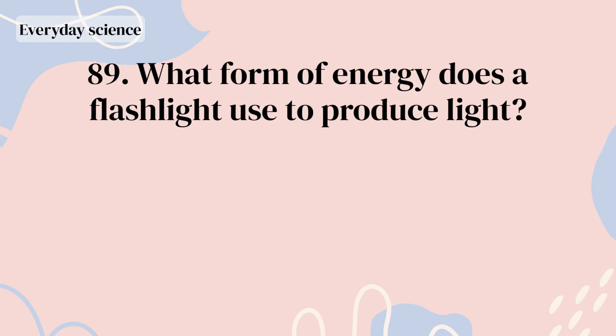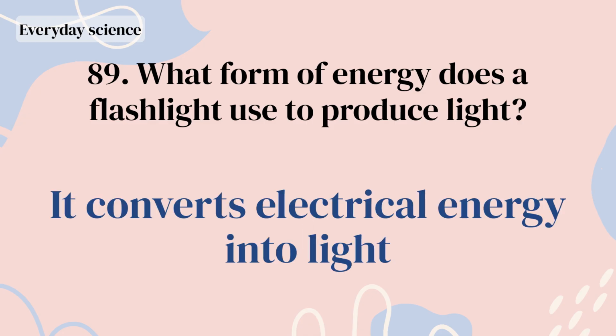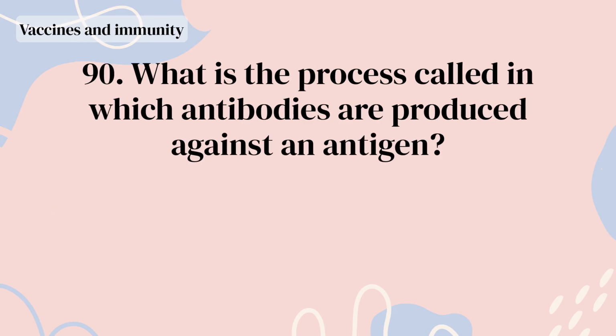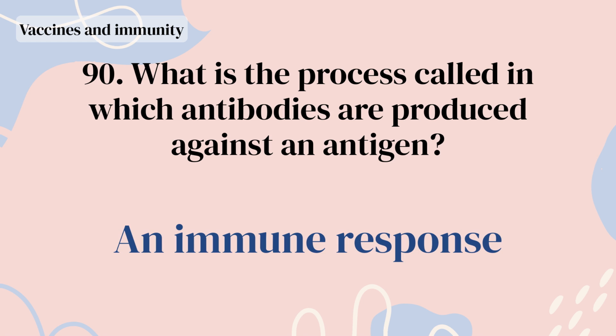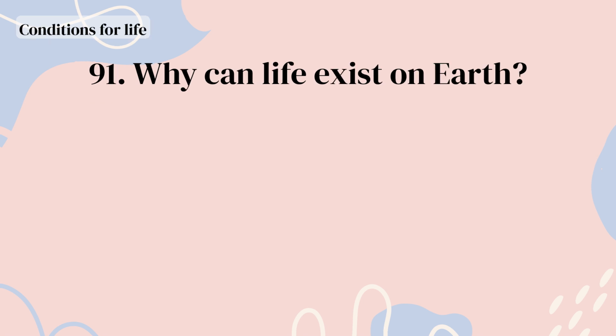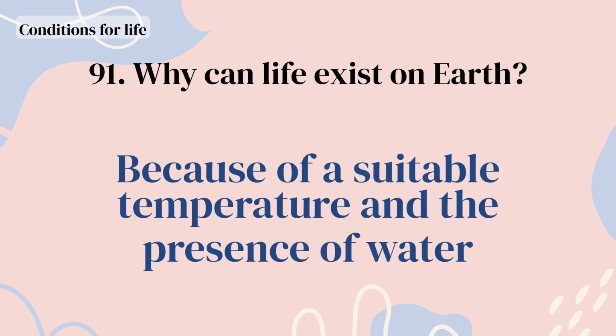What form of energy does a flashlight use to produce light? It converts electrical energy into light. What is the process called in which antibodies are produced against an antigen? An immune response. Why can life exist on Earth? Because of a suitable temperature and the presence of water.